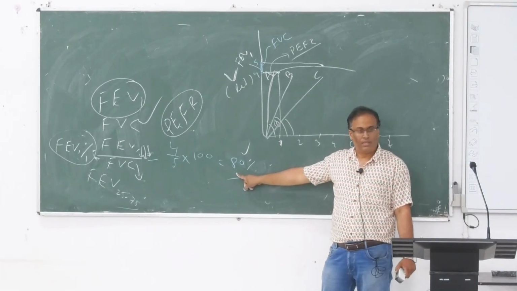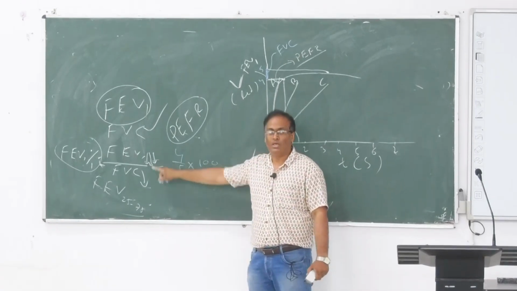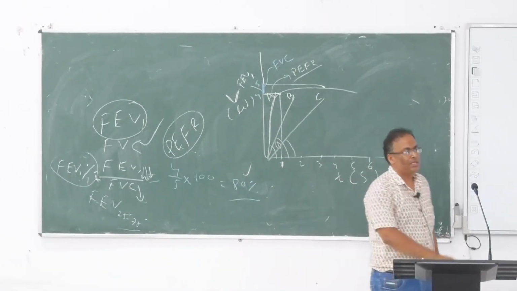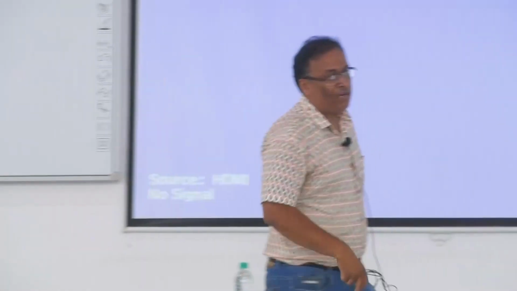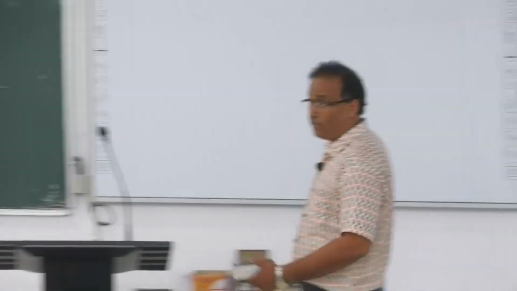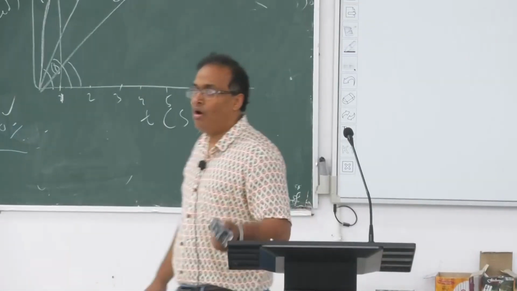Mostly, theoretically, 80% is normal. If it is less than 70%, that is the standard case of obstructive disease.